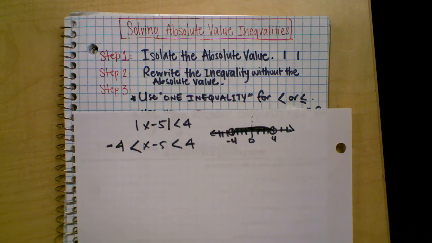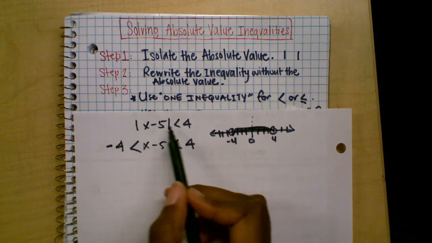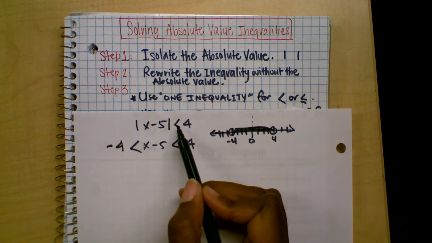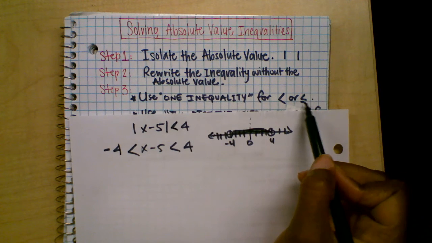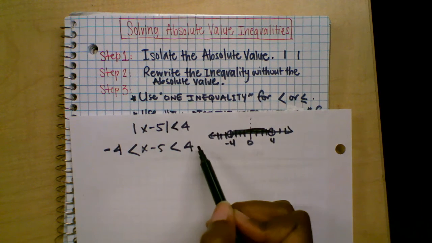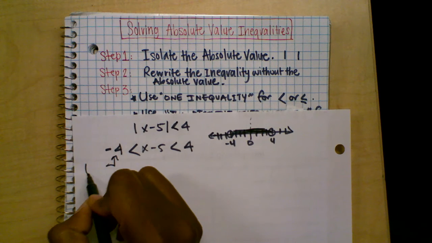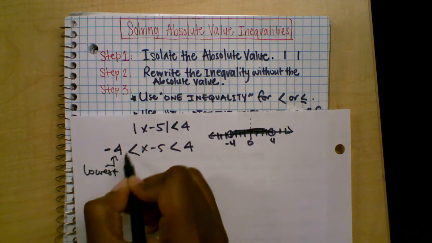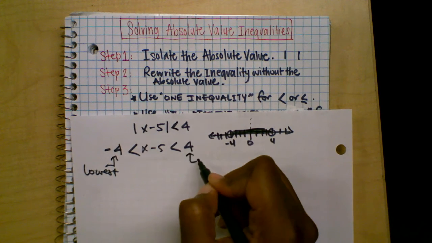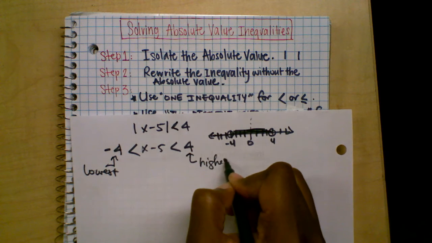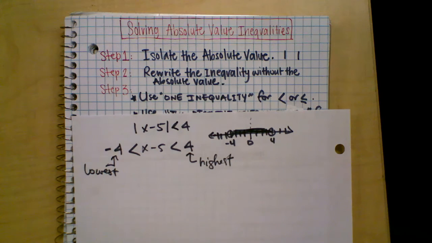That's what I want you to do on the quiz or on the test. When I give you an inequality with less than or less than or equal to, after isolating the absolute value, I want you to rewrite it as one inequality. Make sure you include the lowest number, which is always going to be the negative number, on the left, and the highest number on the right. I hope it makes sense. If it does, we're going to do more examples.